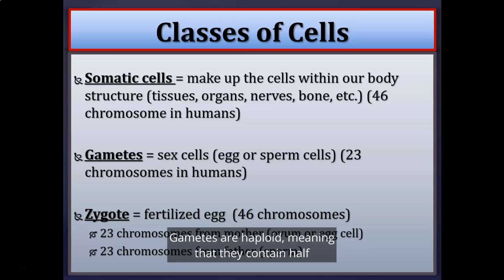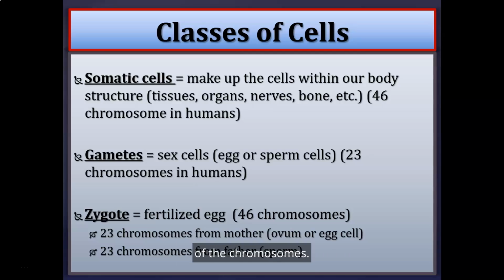Gametes are haploid, meaning that they contain half of the chromosomes. So 46 divided by 2 is 23. So every single gamete or sex cell will have 23 chromosomes in humans. So the female gamete is the ova or the egg cell. The male gamete is the sperm cell.